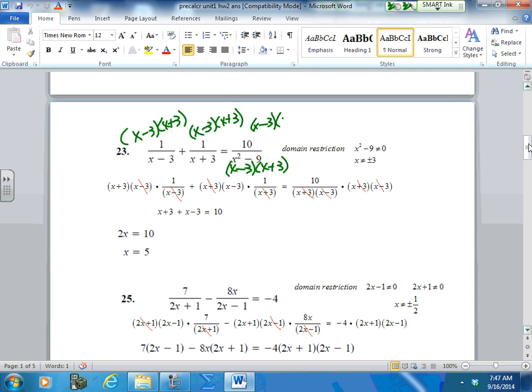This is just like the example we did yesterday. So out comes x minus 3. 1 times x plus 3. Out comes x plus 3. 1 times x minus 3. Out comes these guys. 10. There's your equation. Okay?